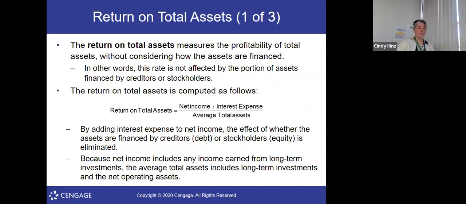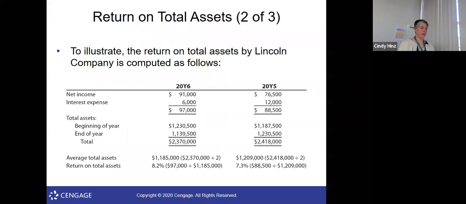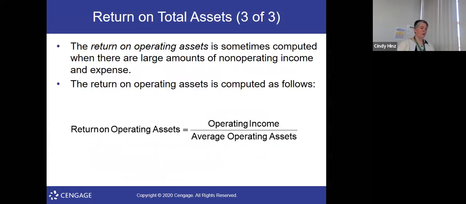Return on total assets, again, the numerator is that EBIT calculation. So return on total assets is how good we are at using the assets we have to make money. Similar to asset turnover, how good are we at using the assets we have to generate sales? But now we're looking at how good we are at using those assets to generate income or earnings. Return on operating assets is another calculation that may be of interest to us, looking at the operating income, so that's before taxes, compared to the average operating assets.